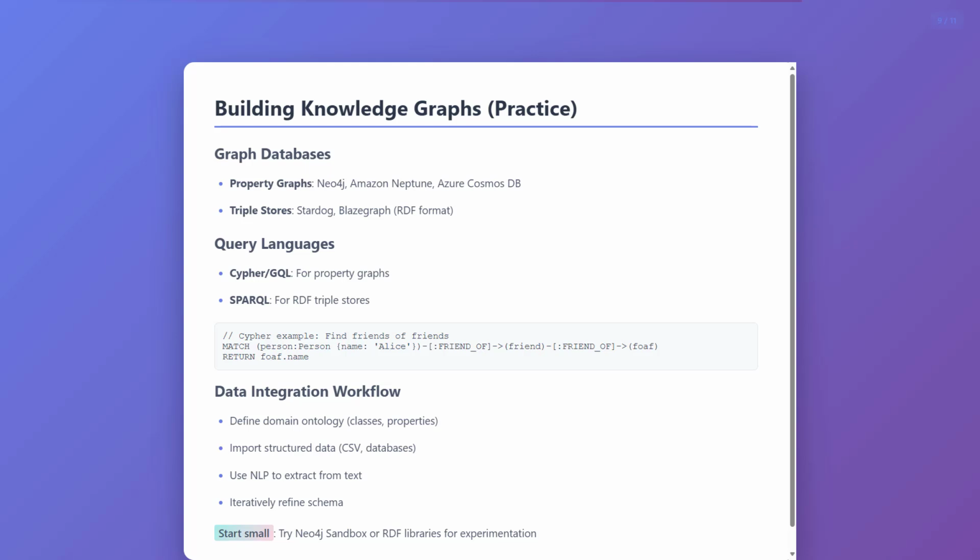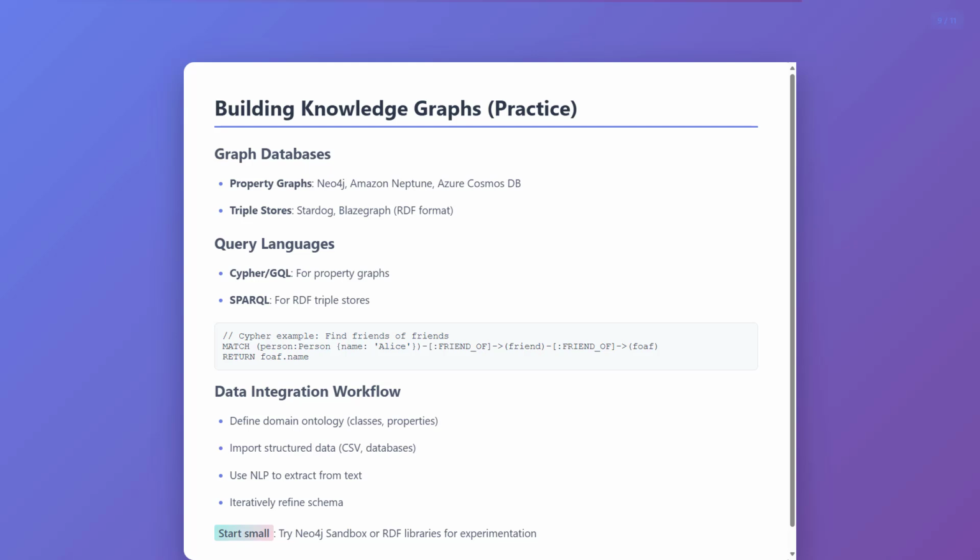The typical workflow starts with defining your domain ontology. What types of entities and relationships matter for your use case? Then you import structured data from databases or CSV files and use NLP pipelines to extract additional facts from text documents. The key insight is to start small. Don't try to model everything at once. Pick a specific domain, build a prototype with a few hundred nodes, and iterate.